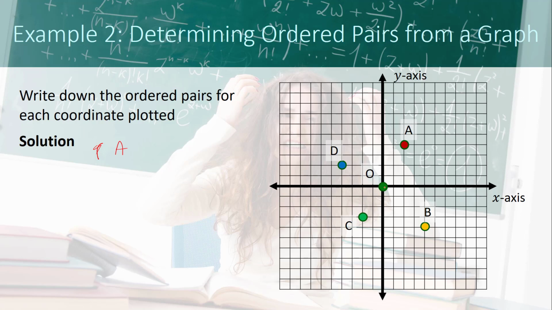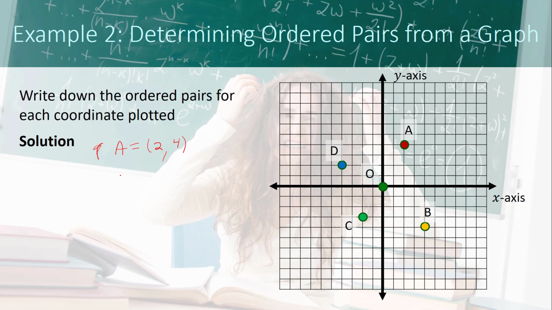We're going to start at the origin. Now to get to A, we would go in the positive x direction 1, 2 units. So we're going to have a 2 for our x coordinate. And then in the y direction, we're going to go 1, 2, 3, 4 units. And that would be the ordered pair that represents A.